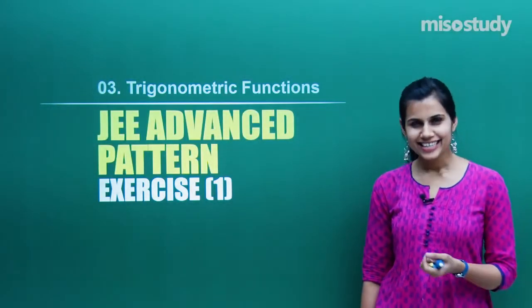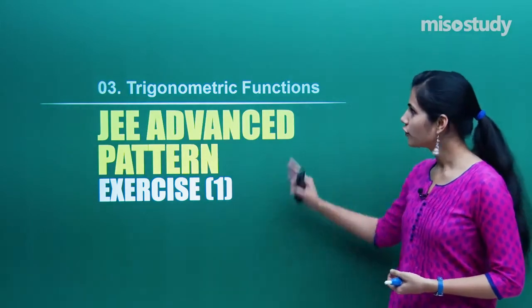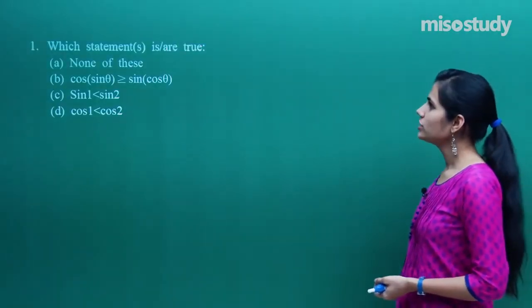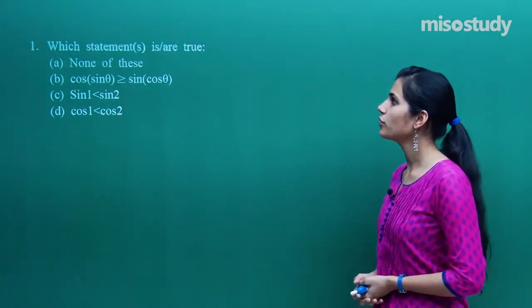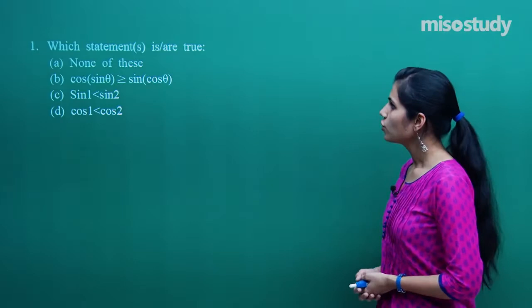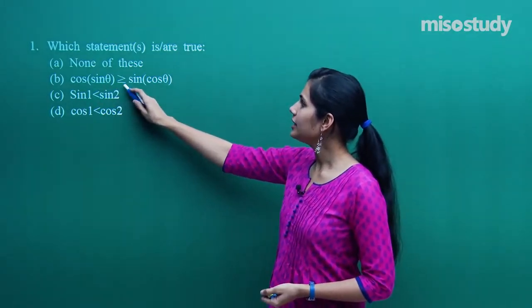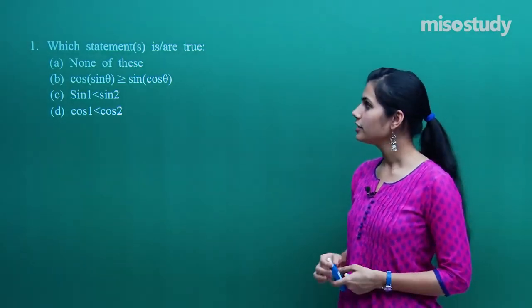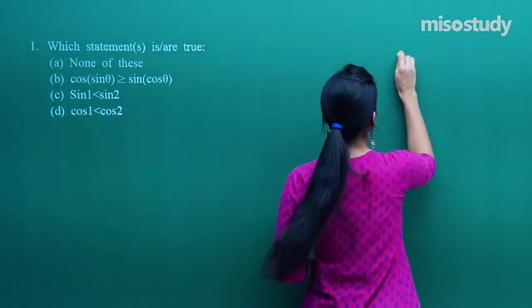Hi guys, let's discuss the questions based upon JEE Advanced pattern from trigonometric functions. The first question is saying which of the statement or statements is or are true. So, cos of sine theta is greater than or equal to sine of cos theta. Now over here, mind it, it is given to you whether this is true or not.